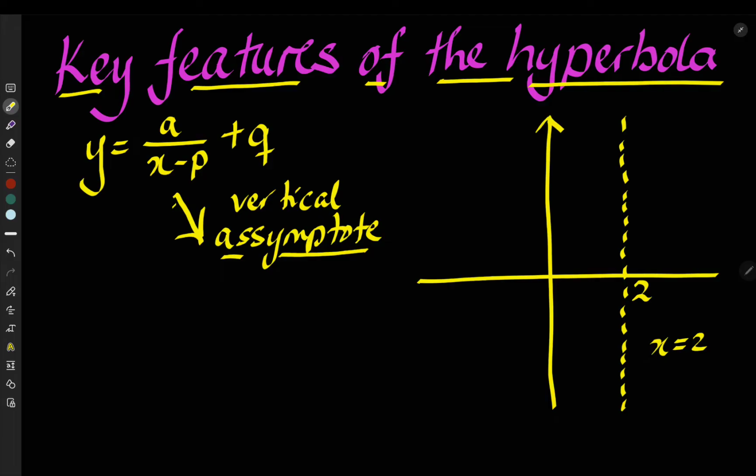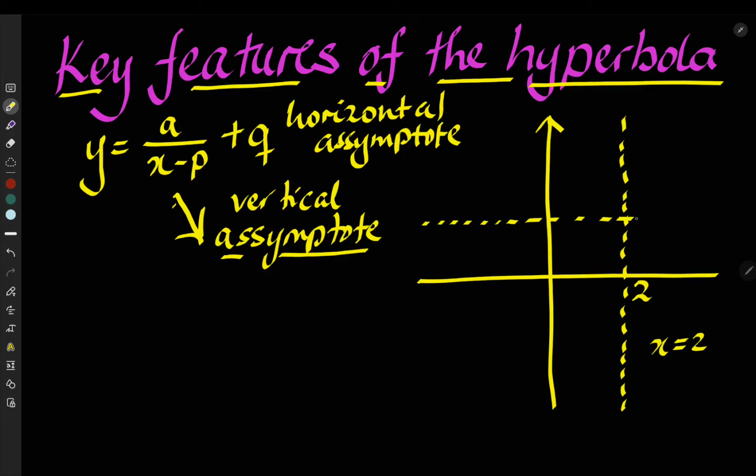Then the q part is called the horizontal asymptote. The horizontal asymptote cuts through the y-axis. So it goes like that. So if y is equal to 4, the horizontal asymptote in this case will be y = 4. So those are the two asymptotes of the hyperbola. p and q are the asymptotes.